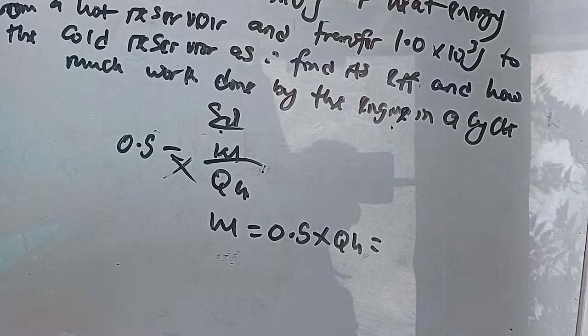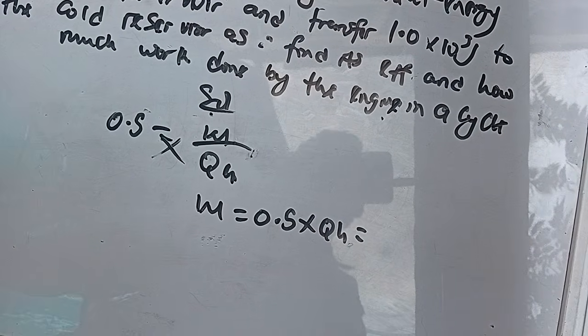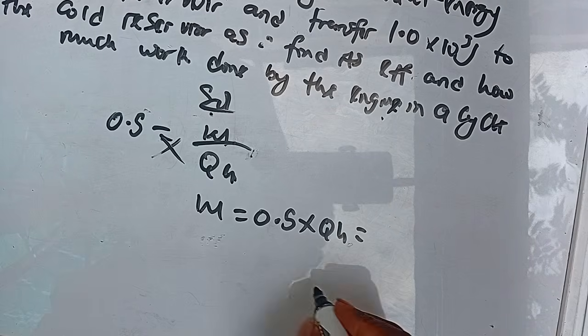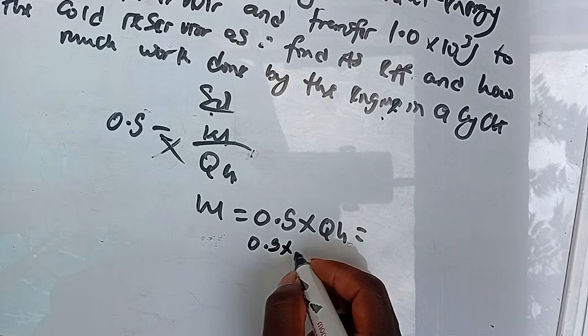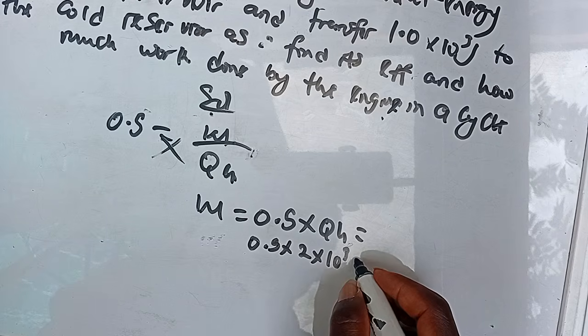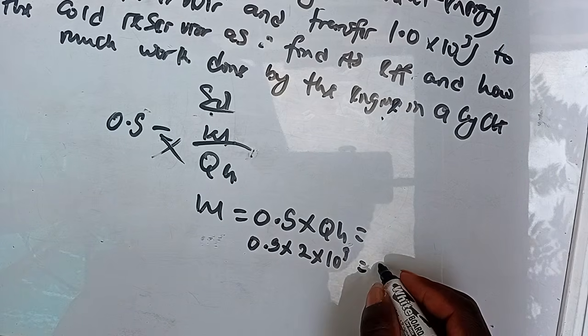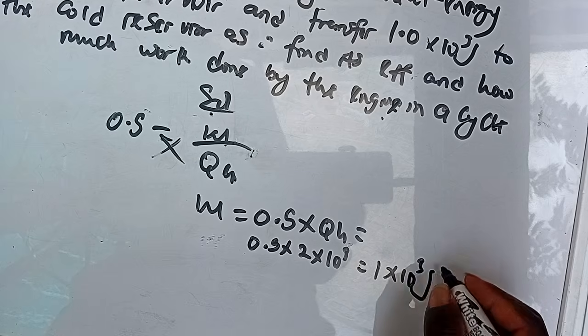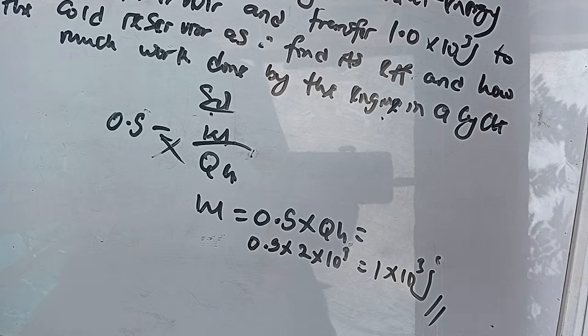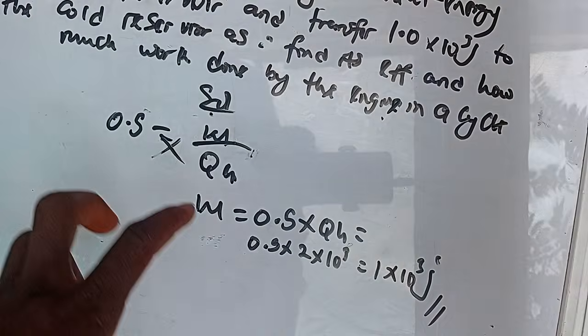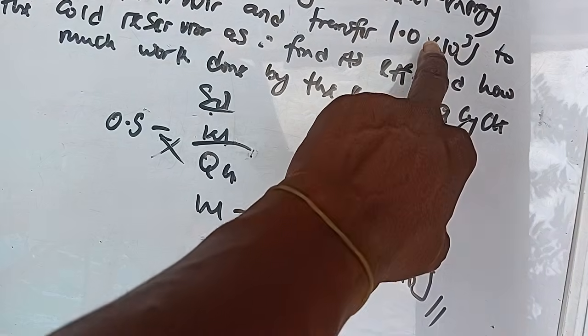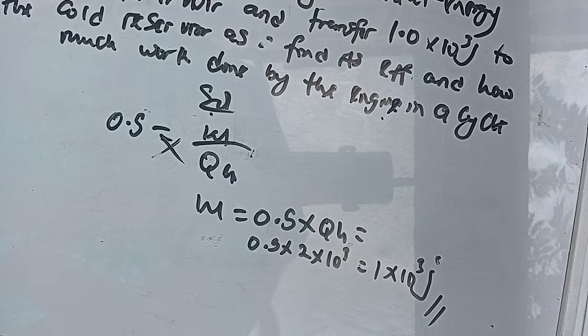Oh, sorry, the light. I hope we can still see it. 0.5 times QH, and that's what? 0.5 times 2 times 10 raised to power 3, and that gives us what? 1 times 10 raised to power 3 joules. So this particular question means that the work done is equal to the amount of energy transferred to the cold reservoir. And we can even see that that is correct. So the formula is valid, because if you add this work done to QC, it gives you QH. We've discussed something like that earlier. So that's that for that.